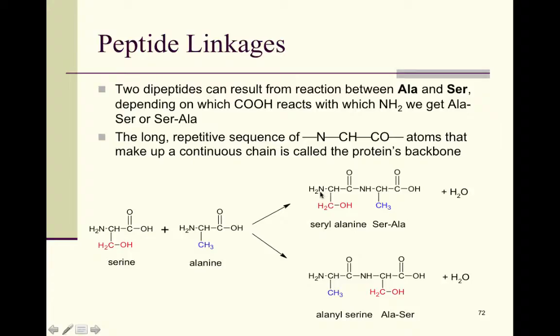So we can see here we have the same backbone structure, nitrogen, carbon, carbon, nitrogen, carbon, carbon. What is different is the R group. We have the serine R group before the alanine R group, and in this case we have the alanine first before the serine. These are 2 different compounds, 2 different names.